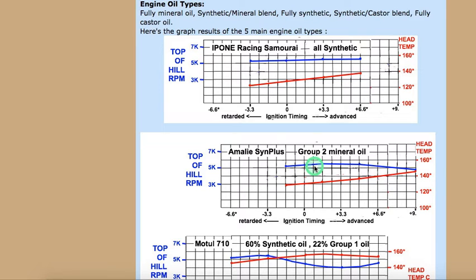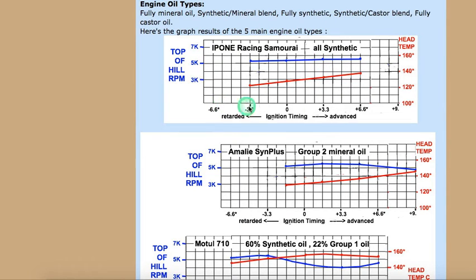And what I found is that different types of oils require different ignition timing for the best peak RPM, which translates to the best power. Some oils showed very little difference with different ignition timing, and some of them showed a lot of difference. So this is the peak.